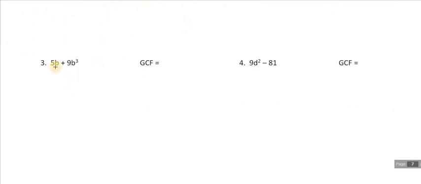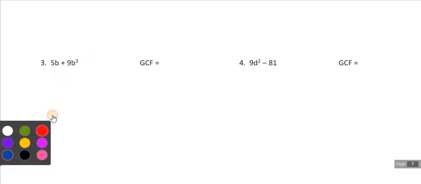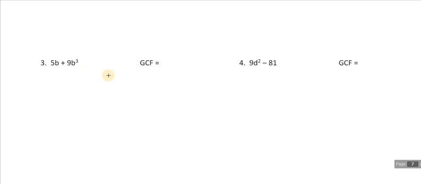Looking at number 3, we've got 5b plus 9b cubed. Now, I personally don't love the way that this is laid out due to the fact that this is not in standard form, highest power down to lowest power. So let's rearrange it. It's a positive 9b cubed plus a 5b.